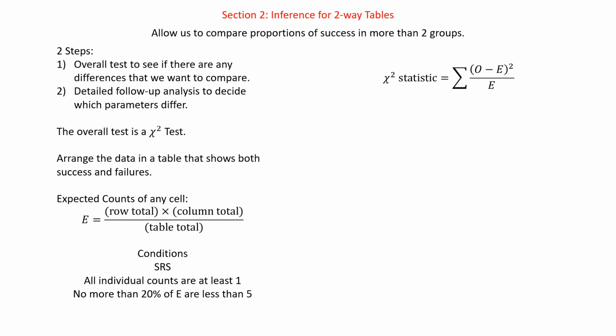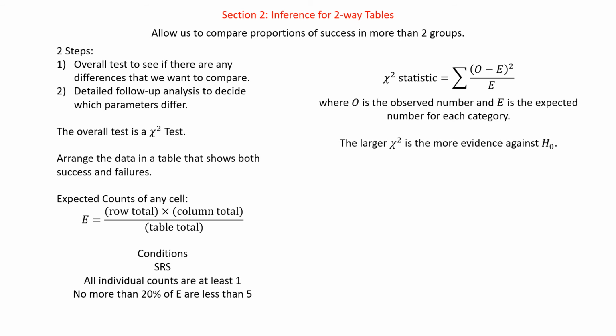So the chi-squared statistic is still the sum of the observed minus expected squared divided by expected. Larger chi-squared is still more evidence against the null hypothesis. The null hypothesis will change a little bit for these next kind of tests because it doesn't fit in context with what we had before.